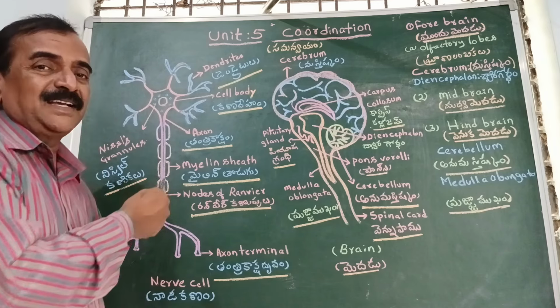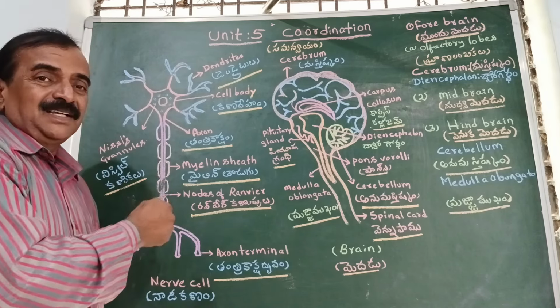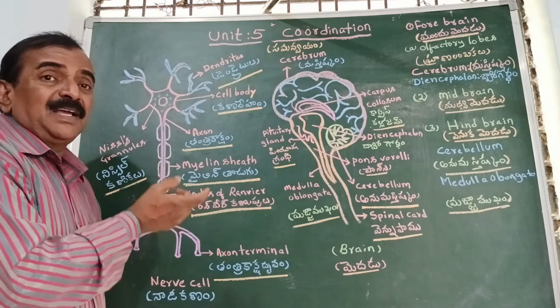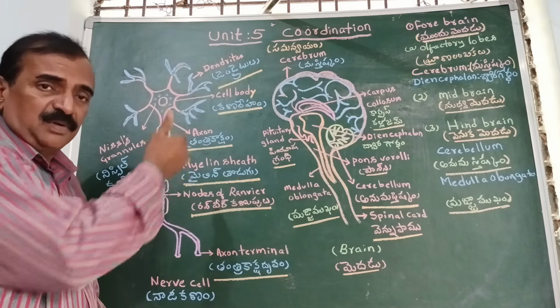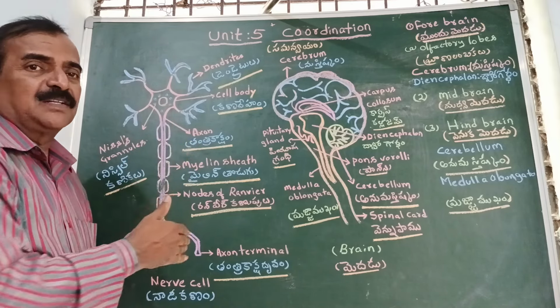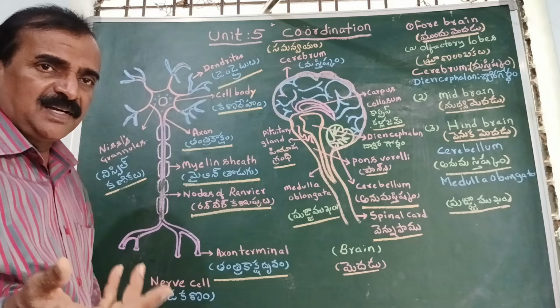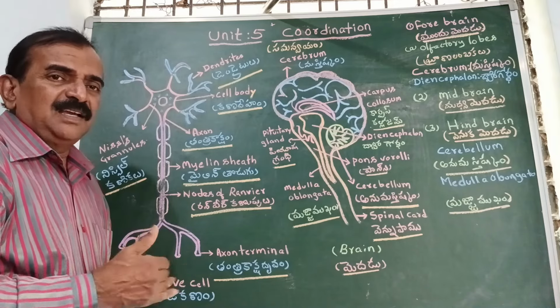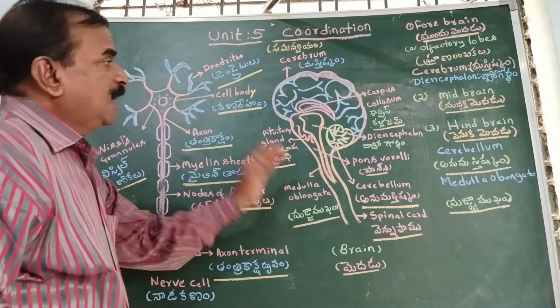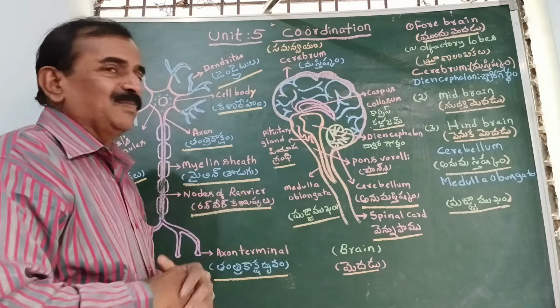So you need to draw this diagram and you need to label it, and it is an important diagram, and it is very easy to draw, and also you can label the parts also. You can decide only three parts: dendrites, cell body, axon, axon terminal. That's all.